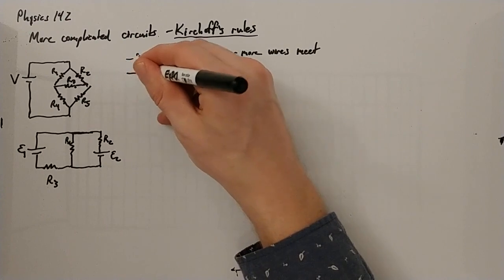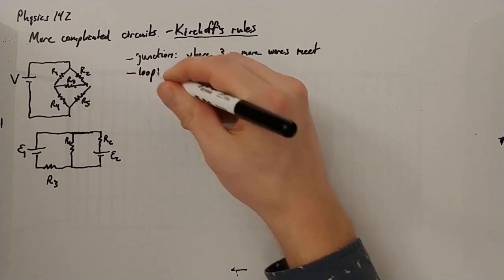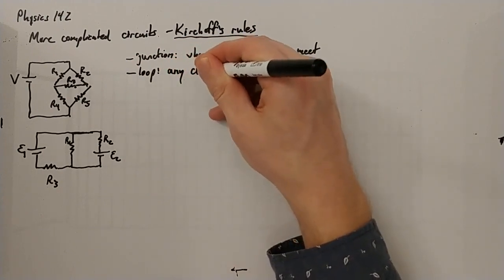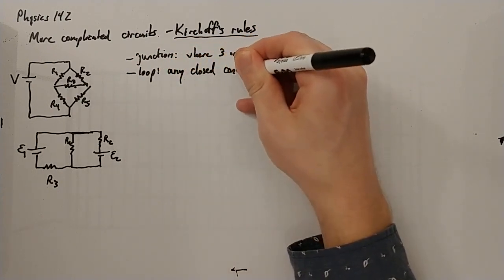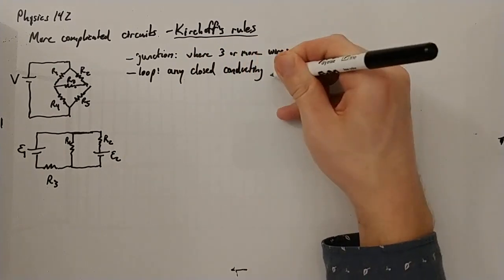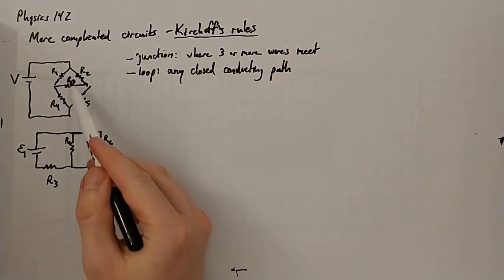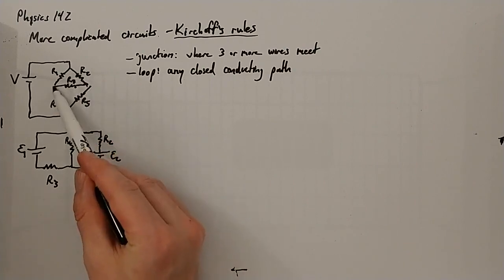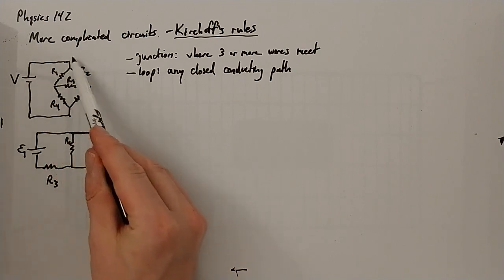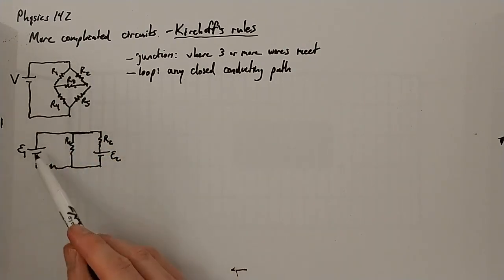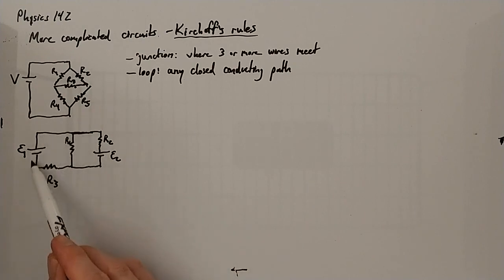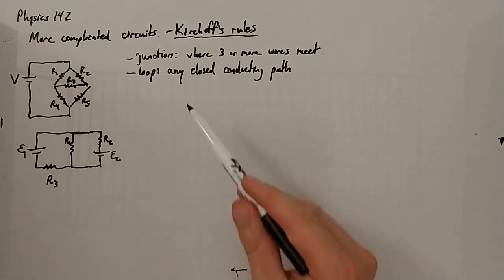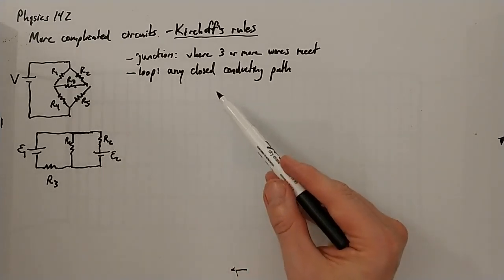And then the idea of a loop. A loop is any closed conducting path. As long as you get back to where you started, you have a loop. So from here to here to here to here, that's a loop. Or all the way around here, that would be a loop. This would be a loop. Or you could go all the way around, that would be a loop, or here's another loop. So all kinds of loops, as long as you get back to where you started, that's a loop, okay?